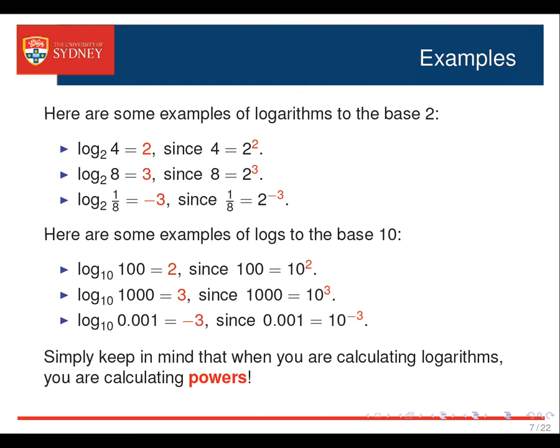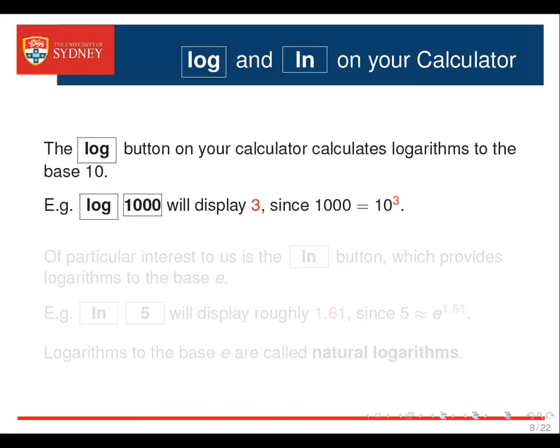Similarly, here are some examples of logs to the base 10. The bottom line is, when you're calculating logarithms, you're simply calculating powers. The log button on your calculator calculates logarithms to the base 10. So for instance, pressing the log button followed by entering 1000 will calculate the log of 1000 to the base 10. This is 3, since 1000 is equal to 10 to the power of 3.